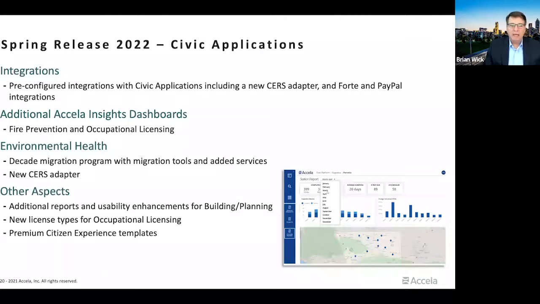Other aspects for Civic applications include additional reports and usability enhancements specific to the building and planning Civic applications, new license types. We're going to talk about, I've got the list of that in a second, for our occupational licensing Civic application. And then the premium citizen experience templates. Now, this is something that's really important. I've got a slide that shows what these are, but these are those resident-facing UIs, those externally facing UIs that are incredibly dynamic and helpful. And we're, again, implementing those, creating those packaged with all of our Civic applications.